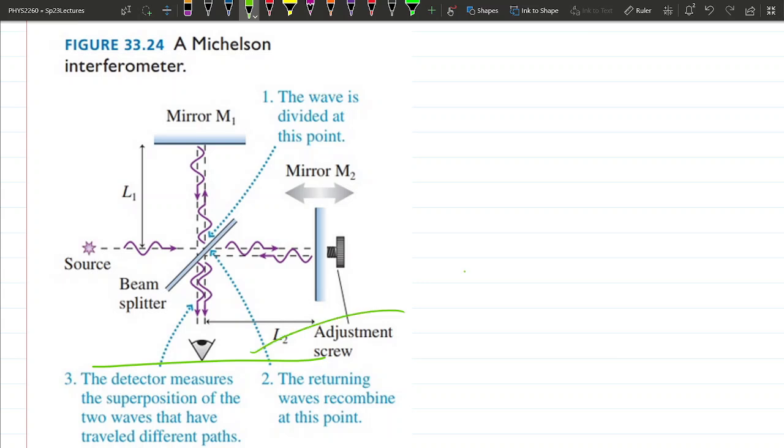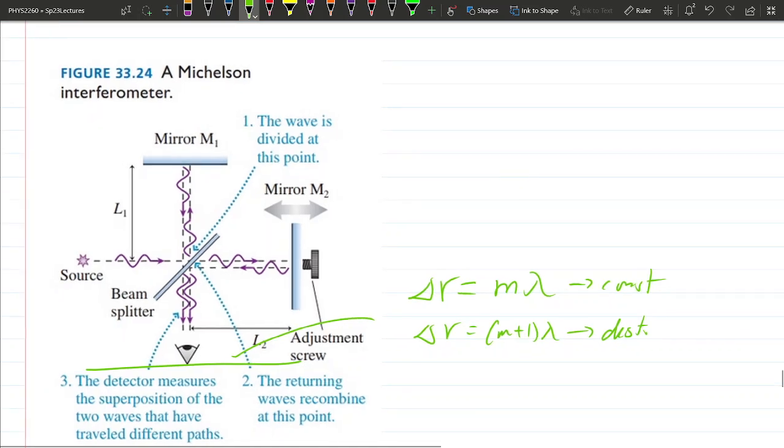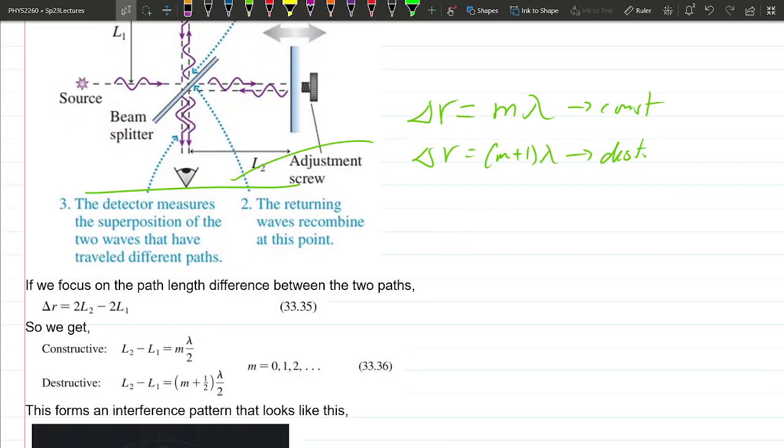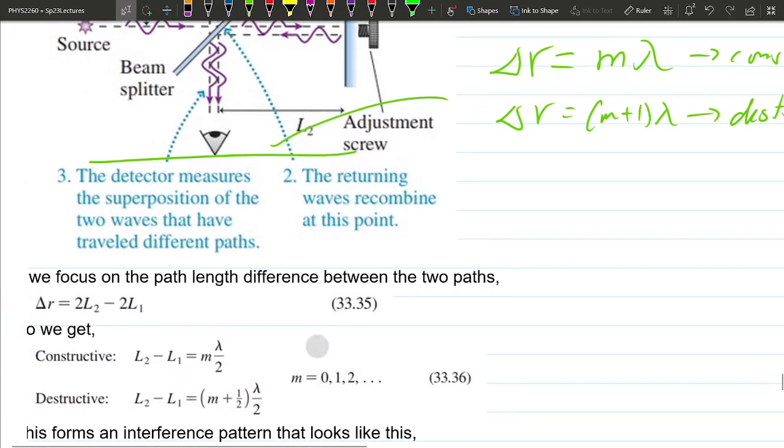So once again, we're interested in this number delta R. If it's an integer multiple of the wavelength, then you get constructive interference. If it's a half integer multiple of a wavelength, then you get destructive interference. This is always going to be the case. So let's see how the mathematics works out in this case. We can go down here.